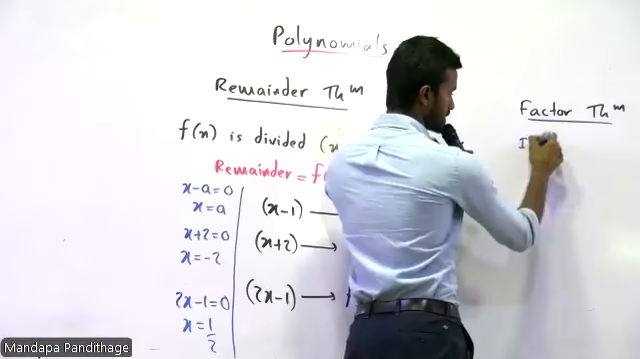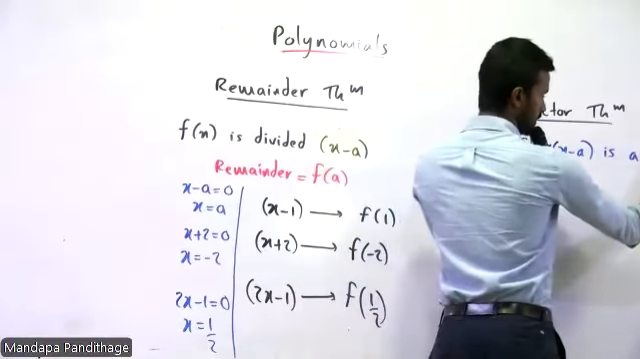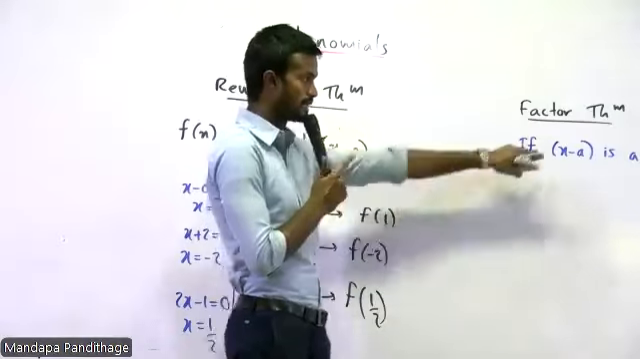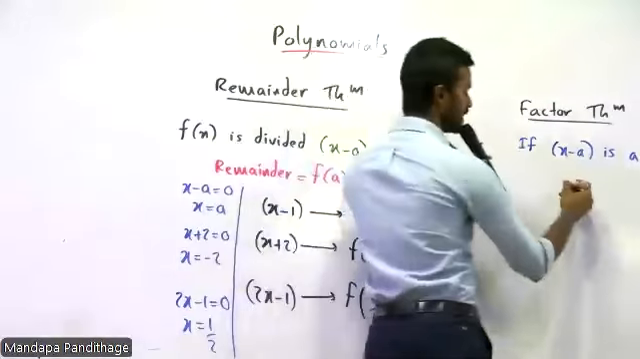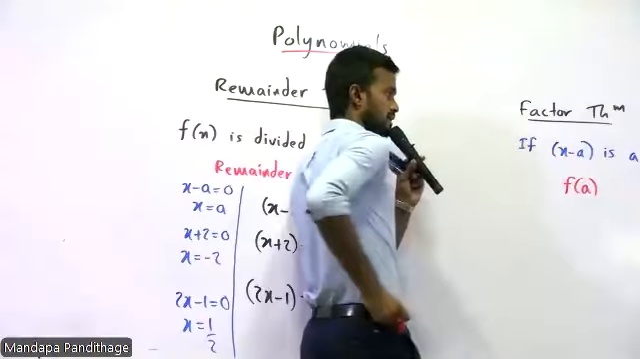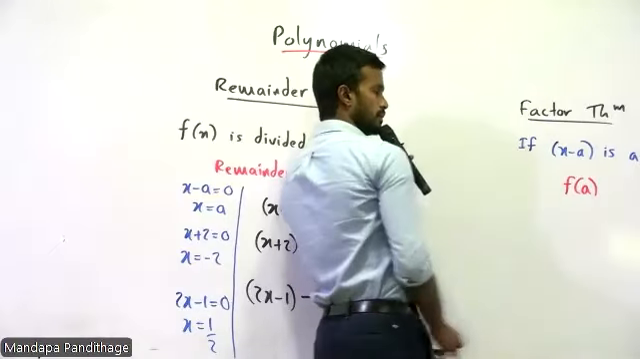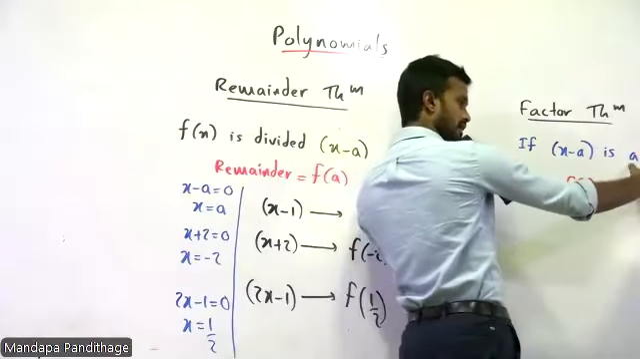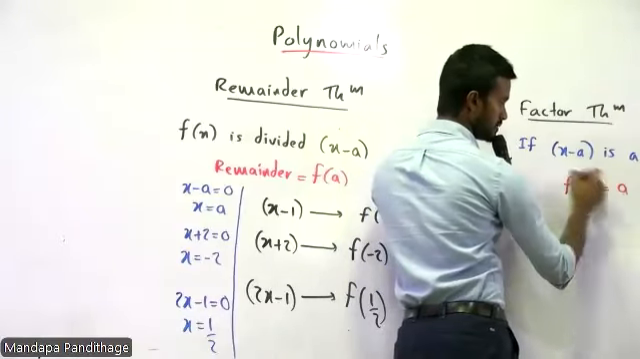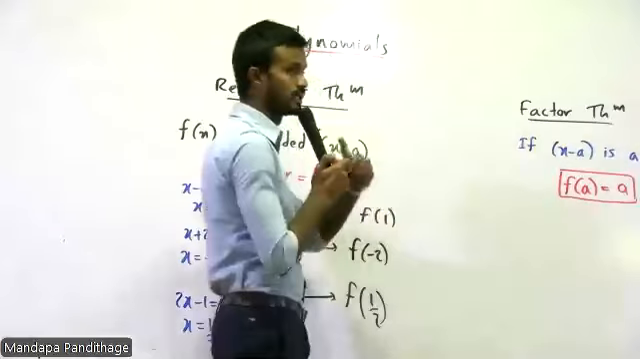If x minus a is a factor, so I know if I divide f(x) by x minus a, the remainder will be f(a). Now, if x minus a is a factor, according to the definition of a factor, this f(a) is equal to 0. So that's what we get from the factor theorem.